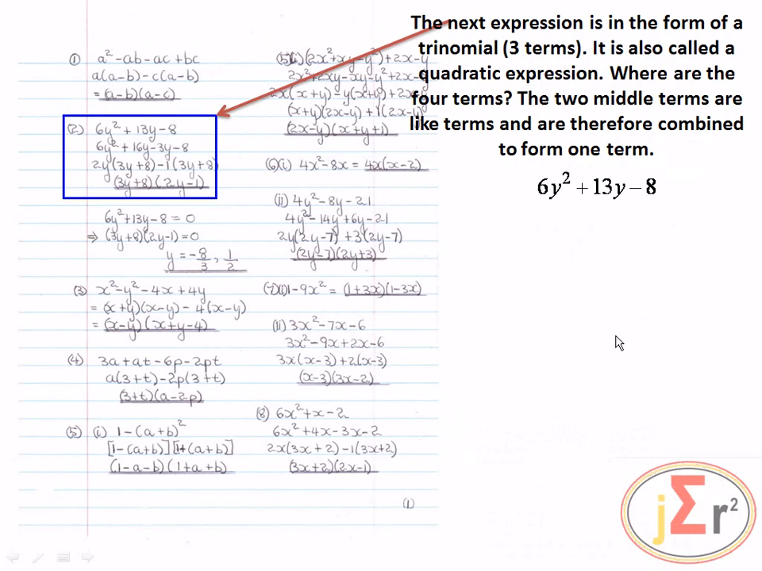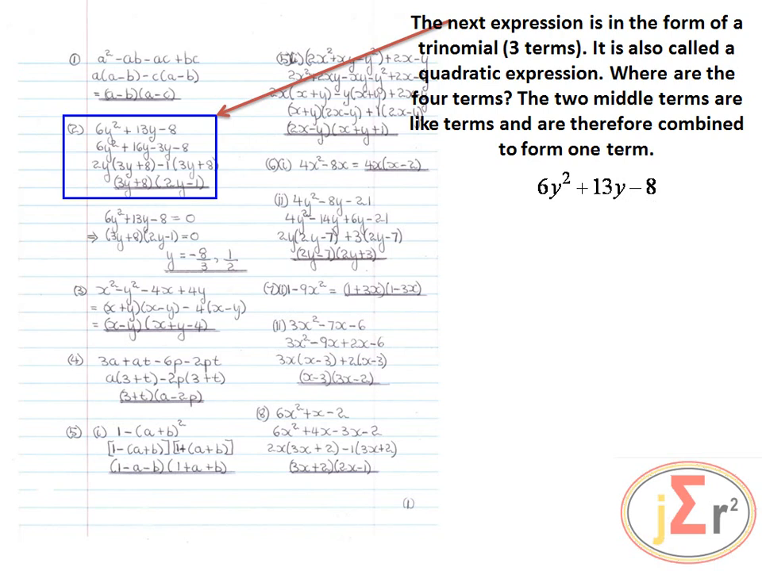The next expression is in the form of a trinomial, 3 terms. And as we have right there, it is also called a quadratic expression. Where are the 4 terms? So, this one, a trinomial, 1, 2, 3, also called a quadratic expression, and we know that quad is in relation to 4 terms. Our question is, where are the 4 terms?